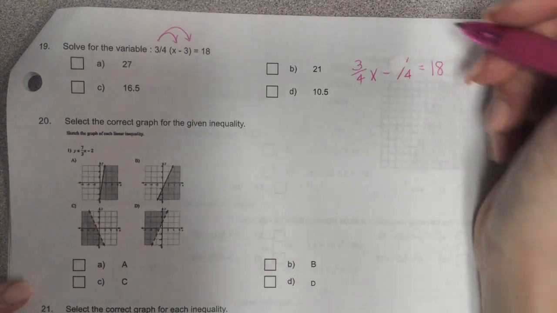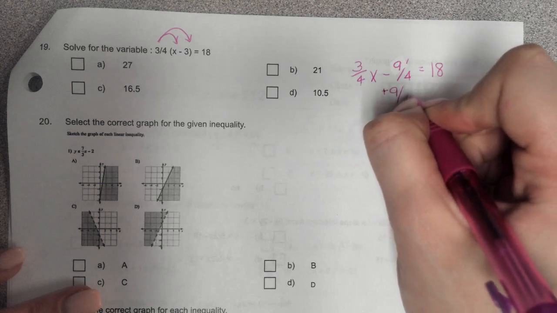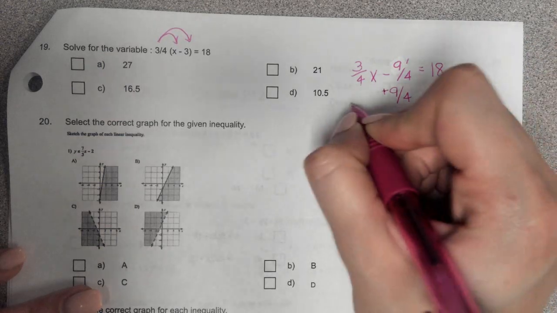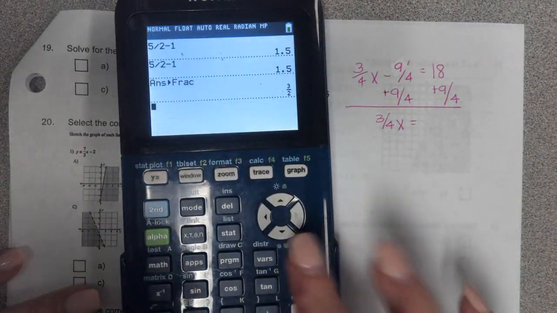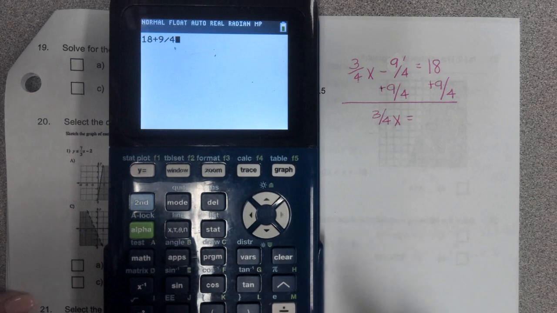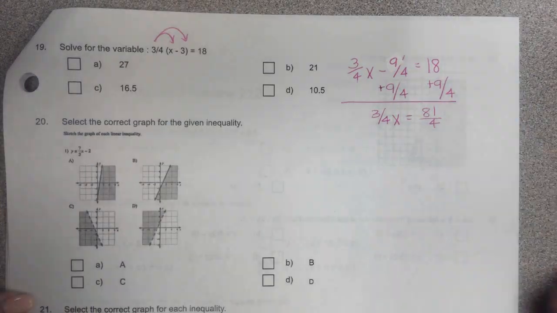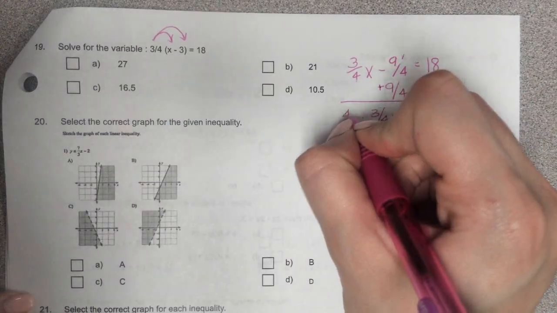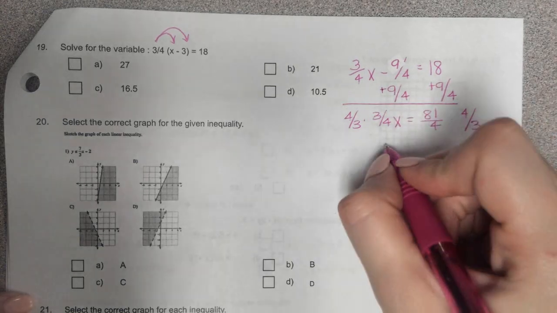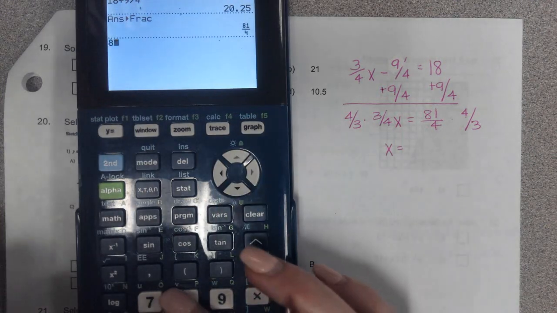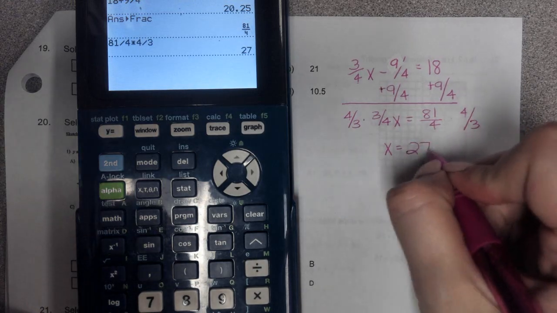Okay, so 3 times 3 is 9, so it's 9/4. Okay, to get rid of the minus 9/4, you add 9/4, add 9/4. So 3/4 X equals 18 plus 9/4. Math, enter, enter. So 81/4. And to get rid of a fraction, you multiply by the reciprocal. So I'm going to multiply by 4/3. So X equals 81 divided by 4 times 4 divided by 3, 27.